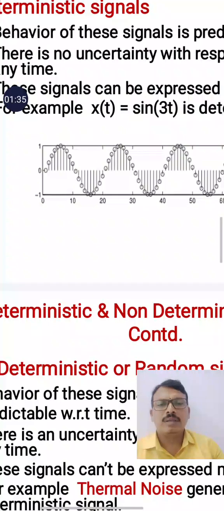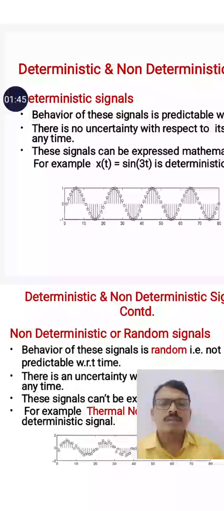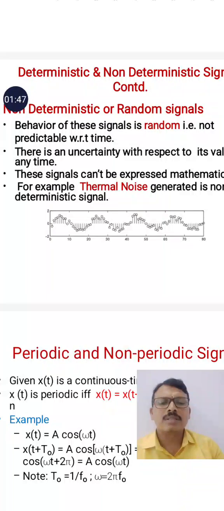Here, x of t equal to sine 3t is another example I took for explaining the deterministic signal. Next, the non-deterministic signal, also called the random signal.